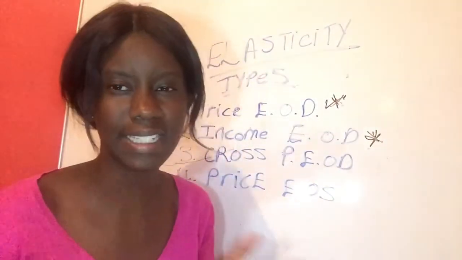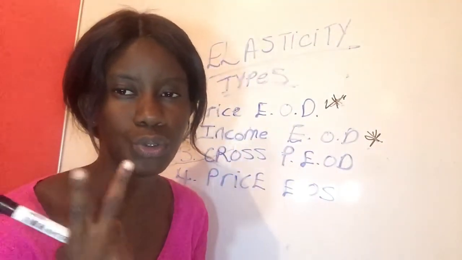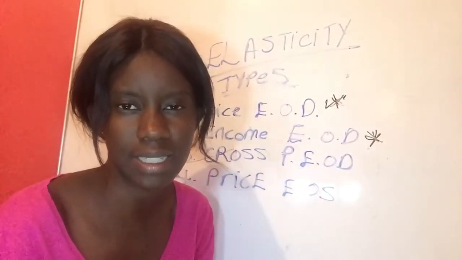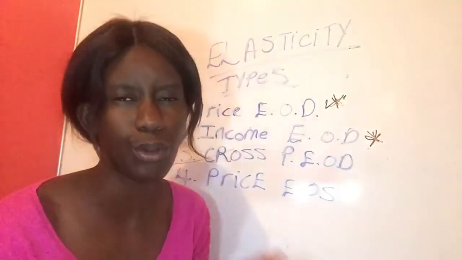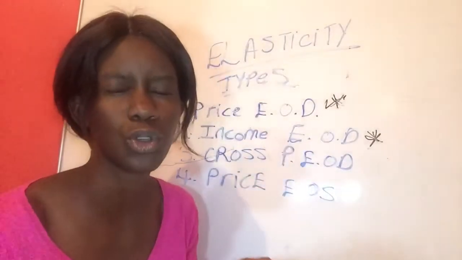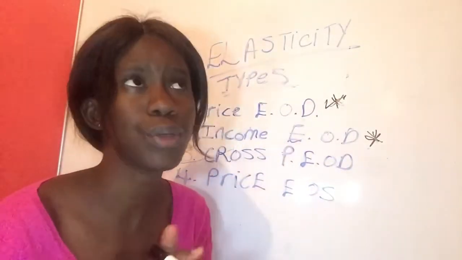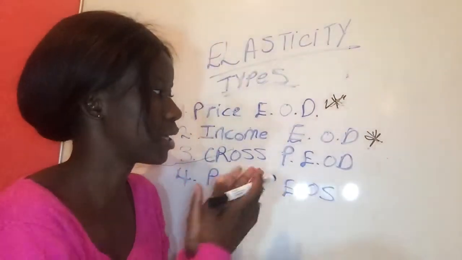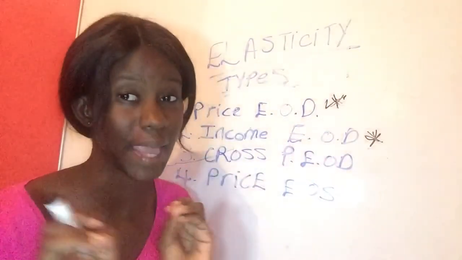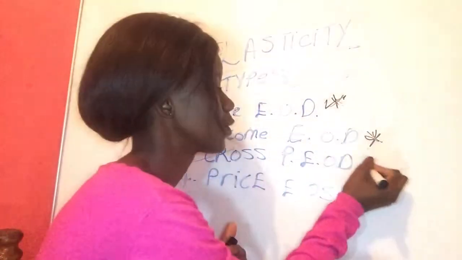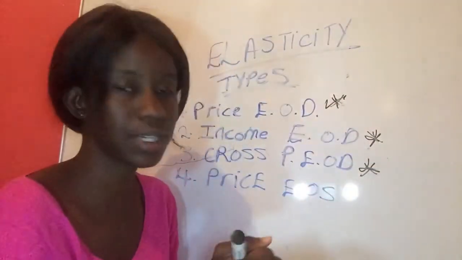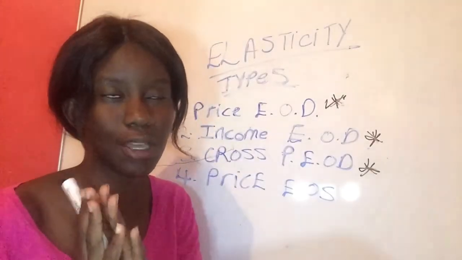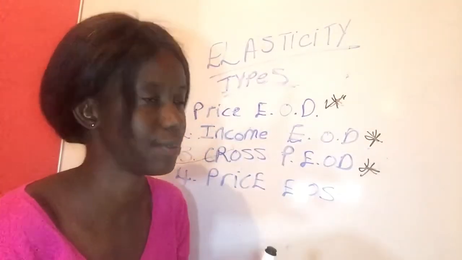So the cross price elasticity of demand is simply relating two goods. You're going to look at how the price of one good affects the quantity demanded of the other good. When we reach this part, we're going to be able to know which goods are substitute goods, which ones are complement goods, and how we can tell just by looking at their elasticity. So it's really interesting. That's cross price elasticity of demand: you're looking at two different goods and how the price of one affects the quantity demanded of the other good.